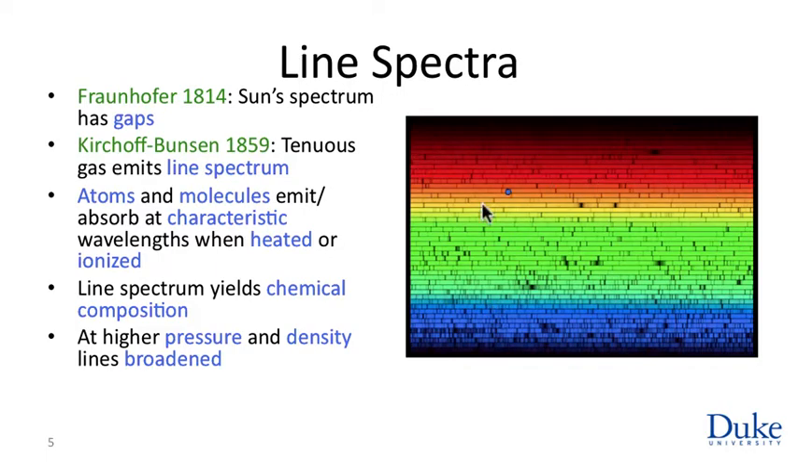The blackbody spectrum is continuous. Something is absorbing the light at particular wavelengths. And this was a discovery by Fraunhofer in 1814.